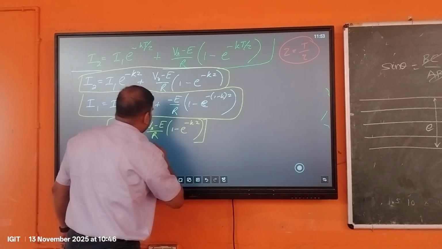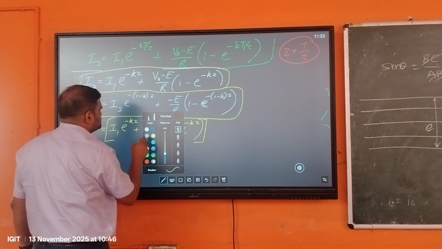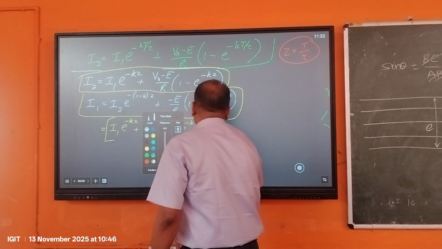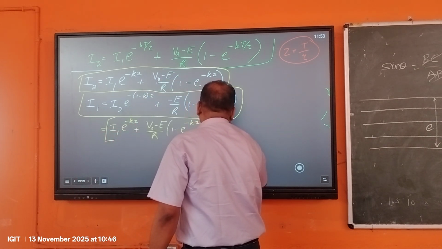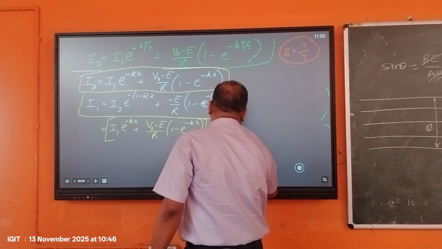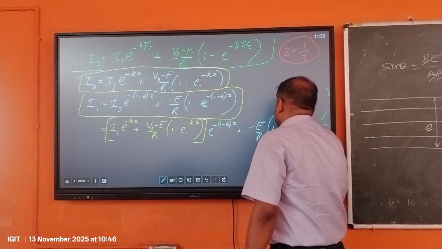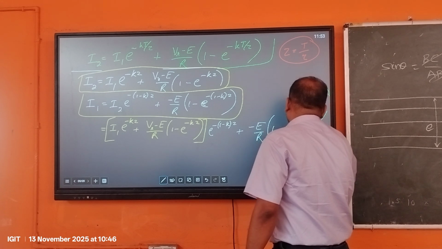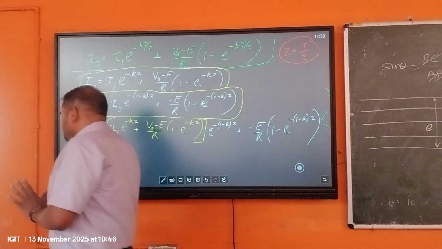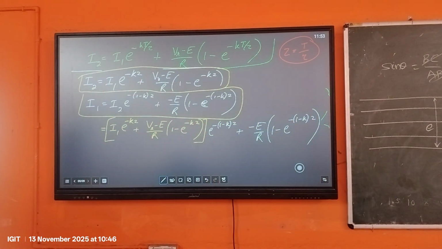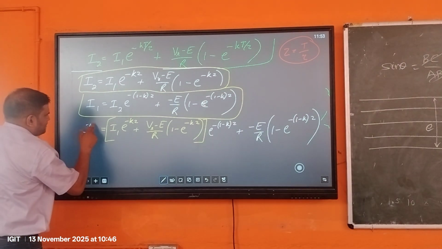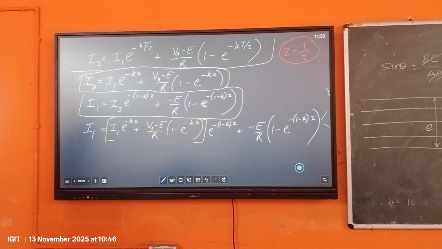Let us substitute this value, then write down the other values. What is the other value? e to the power minus (1 minus k) z plus (minus e)/r times (1 minus e to the power minus (1 minus k) z). Correct? Done. And this is what? This is I1. So I1 is equal to I2. We replace the value of I2 here, and the rest of the things we keep as it is.